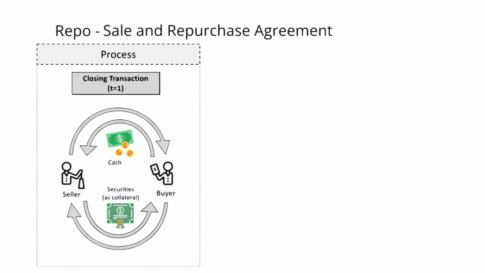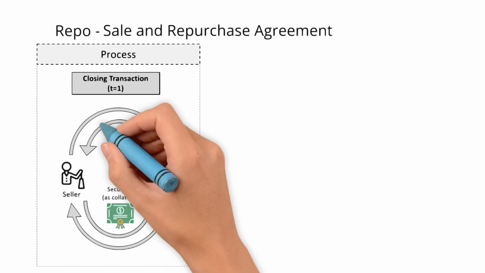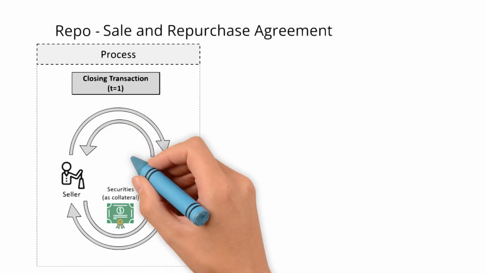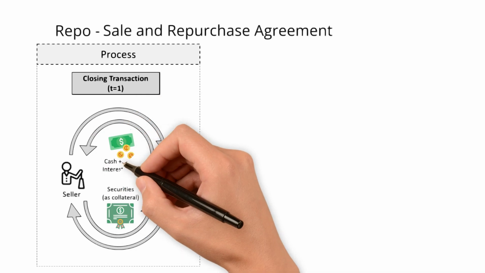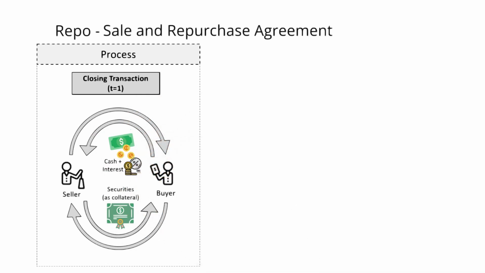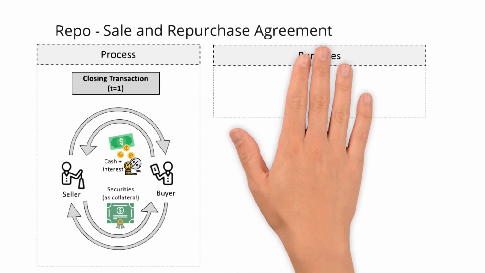The seller agrees to repurchase the securities at a slightly higher price, which materializes into an interest component, the so-called repo rate. The repo rate represents the cost of borrowing for the seller. The difference between the purchase price and the repurchase price, along with the duration of the agreement, determines the interest earned by the buyer.